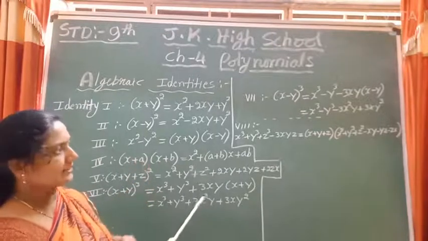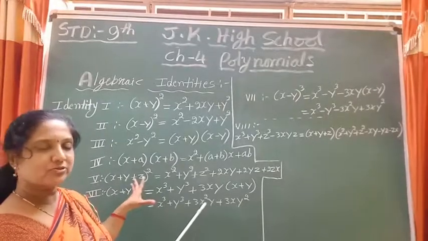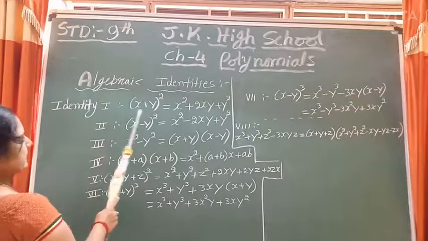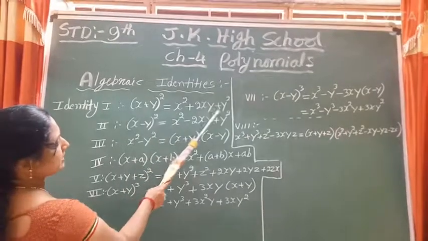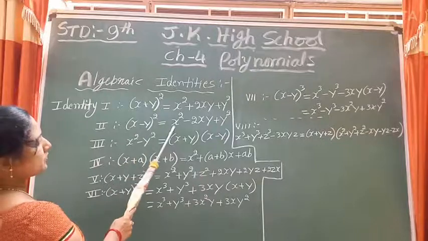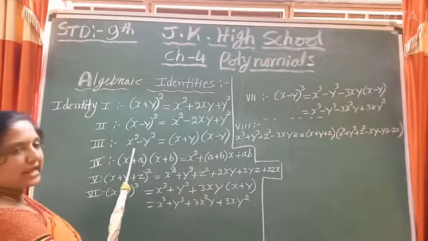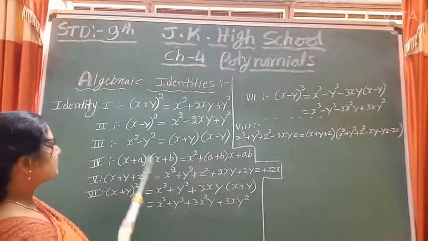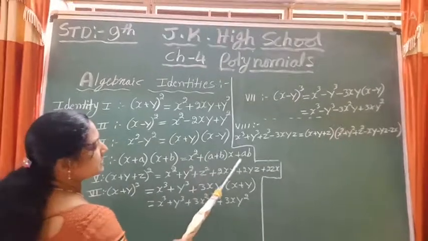There are 8 identities in polynomials. We are going to use these identities to solve. Which are those? First identity, x plus y whole square is equal to x square plus 2xy plus y square. Second identity, x minus y whole square is equal to x square minus 2xy plus y square. x square minus y square is equal to x plus y into x minus y. x plus a into x plus b is equal to x square plus a plus b into x plus ab.